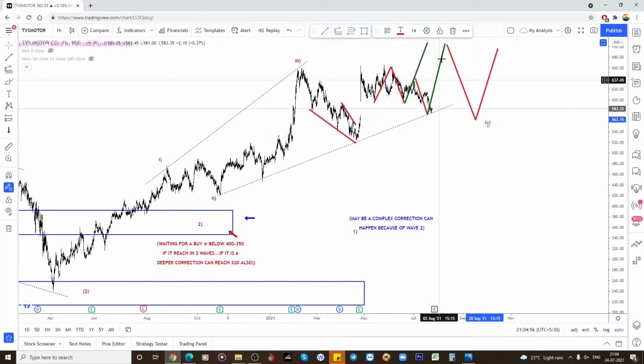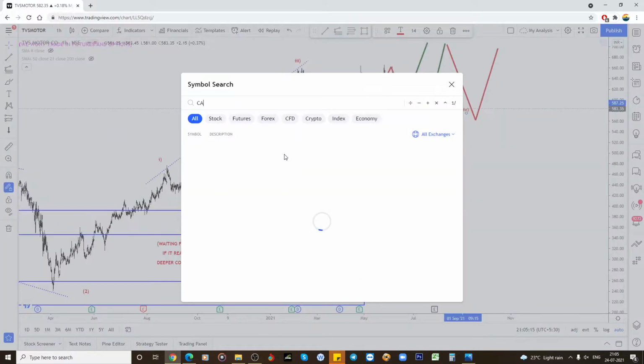After this A, B, C, this whole thing becomes A, this whole thing becomes C, and this is A, so this is the B and one more C, so that could be the end of the fourth wave. Again it can shoot for the fifth wave also. So I'm looking only for the bullish in that TVS. So what is next is Castrol India.